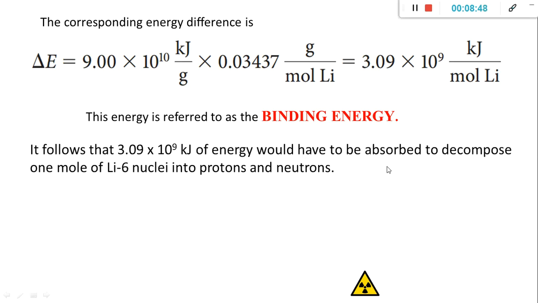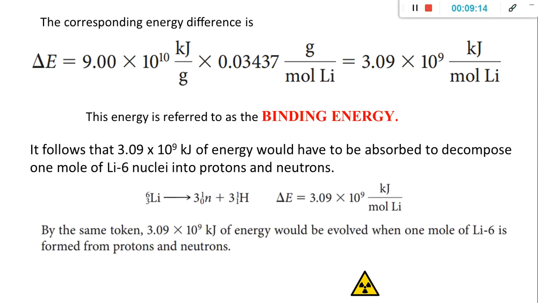So it says here that it follows that 3.09 times 10 raised to 9 kilojoules of energy would have to be absorbed to decompose 1 mole of lithium 6 nuclei into protons and neutrons. So it is the same. This is the amount of energy needed to form or to decompose that particular nucleus. We should take note that it really takes a lot of energy to blow a nucleus apart.